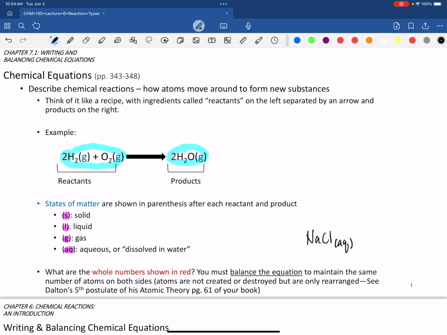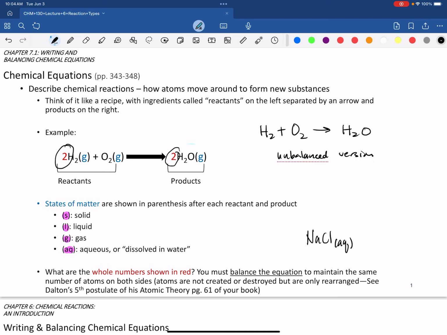So what are the whole numbers shown in red? Let me just erase my highlight so you can see the red. The numbers in red, and these are very important, must balance the equation to maintain the number of atoms on both sides. So if you look at it, if I wrote the equation like this, H2 gas is reacting with O2 gas and it's forming H2O, this would be an unbalanced version of the reaction.